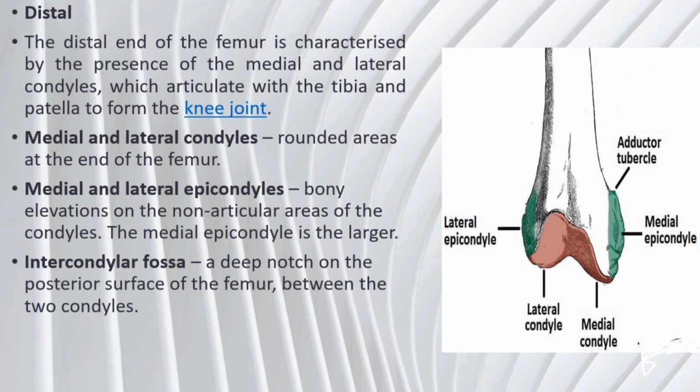Medial and lateral condyles, rounded areas at the end of the femur. The posterior and inferior surfaces articulate with the tibia and menisci of the knee, while the anterior surface articulates with the patella. The more prominent lateral condyle helps prevent the natural lateral movement of the patella. A flatter condyle is more likely to result in patellar dislocation.